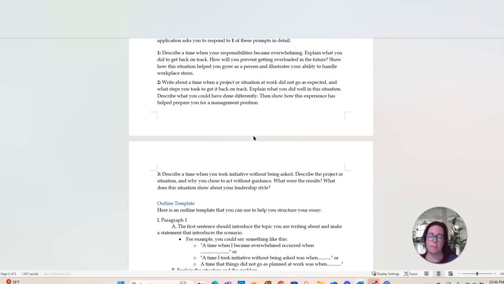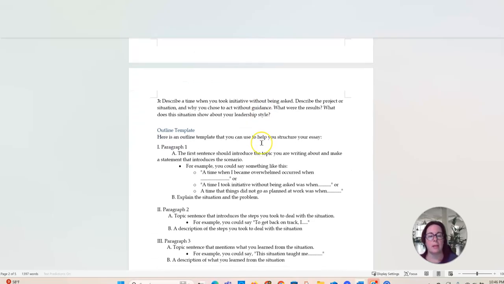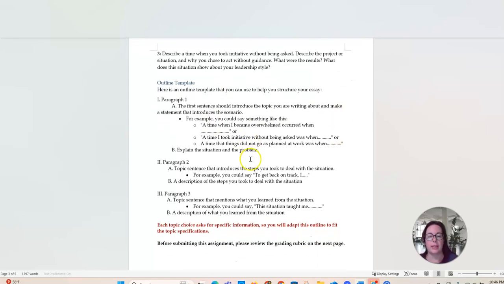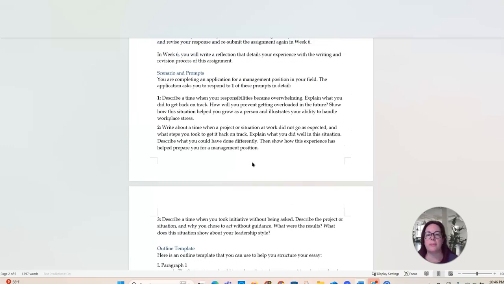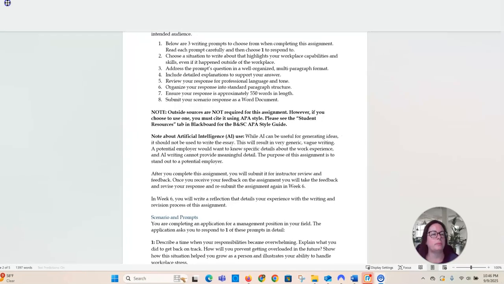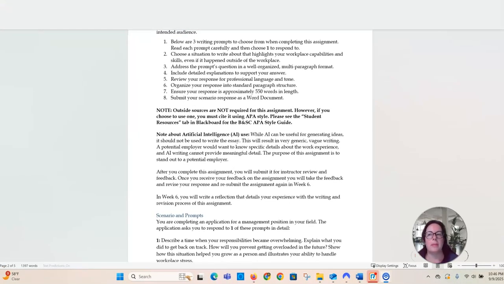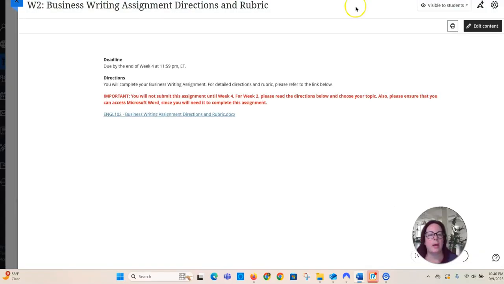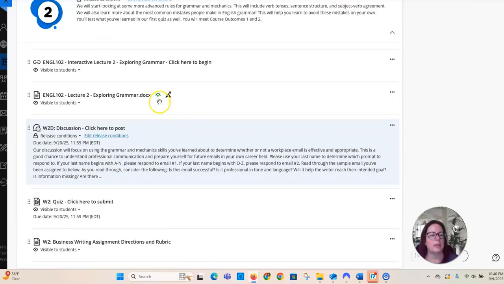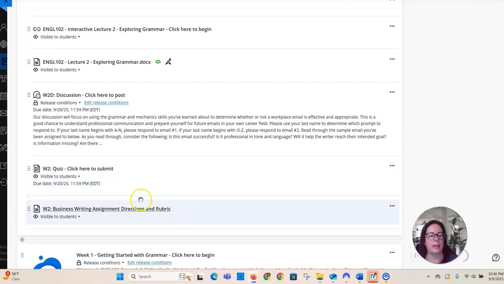And then here's an outline template that you can follow to structure your essay. All right, so this is just a preview. We'll talk more about this when we get to that essay, in week 4. Let me close that out. So that is just a preview for you. And then you have your 2 assignments for this week, the discussion board and the quiz, and then previewing for week 4. So that's all we have for week 2.